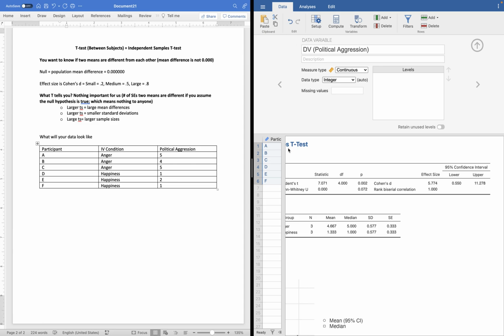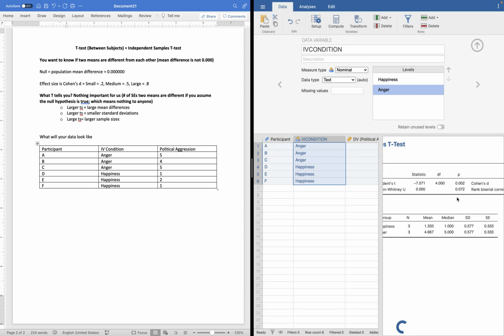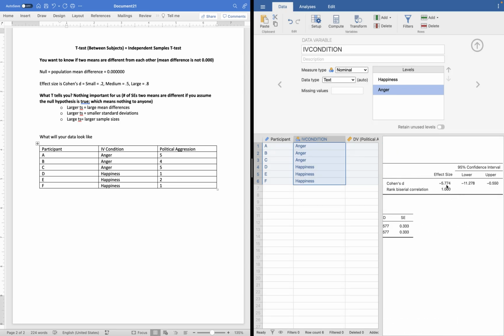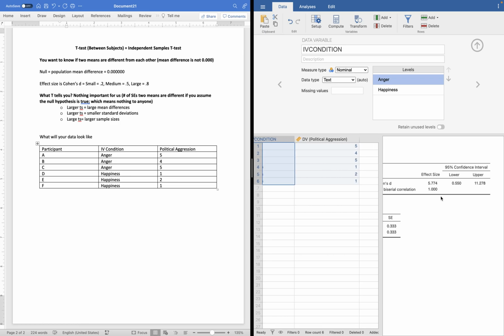However, if we go back to our data and I click on my IV condition and I move anger down, what you're going to see is that the sign changes, okay? So I like to do it where my effect size is positive if it's in line with my hypothesis and negative if it's against my hypothesis. So I'm going to switch back the level anger first, okay? But essentially, when you're entering your data, which level you want to put first for the t-test is based on which variable you expect to have the largest mean. So I expect people in the angry condition to be more politically aggressive, all right?